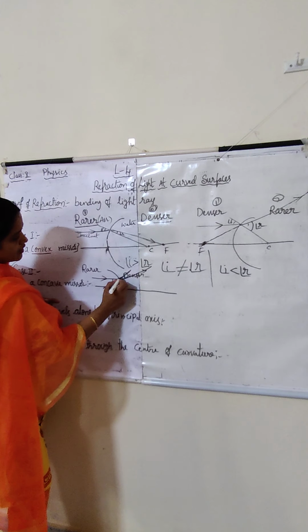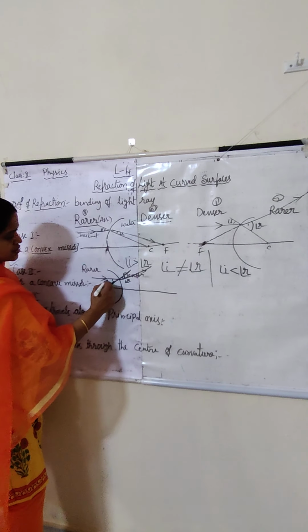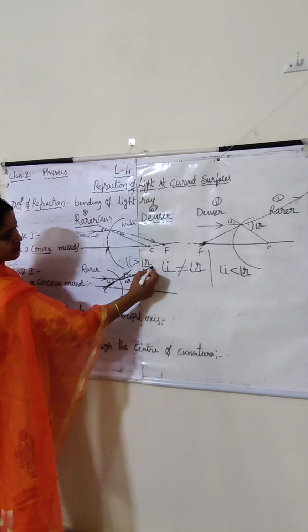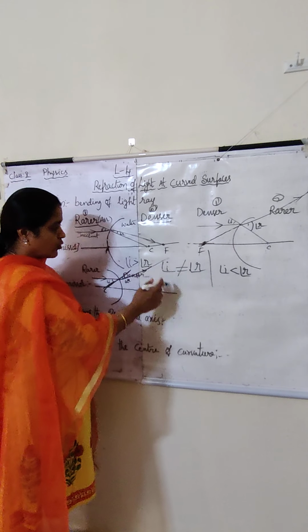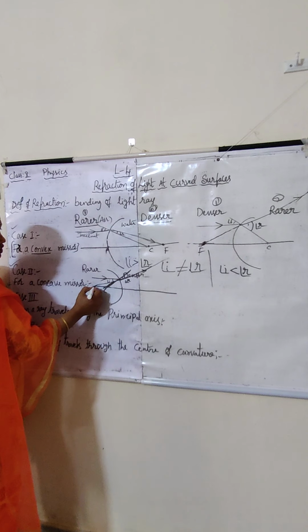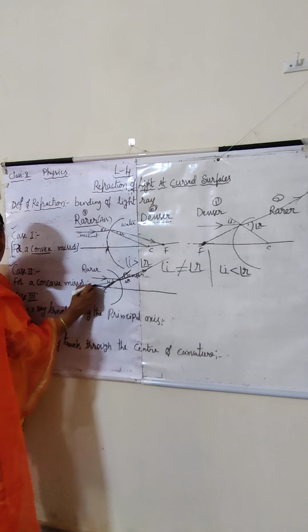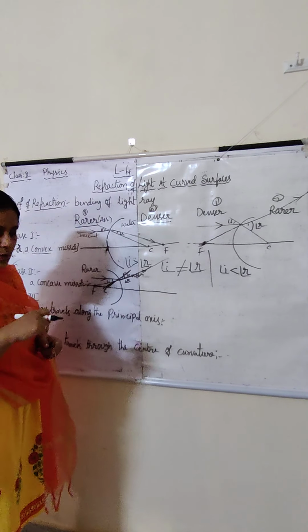Here this is the angle of incidence, and this is the angle of the refracted ray. The refracted ray is not meeting on the principal axis, so when you extend it, it meets at one point on the principal axis. Where it touches the principal axis, that point we call the focal point.